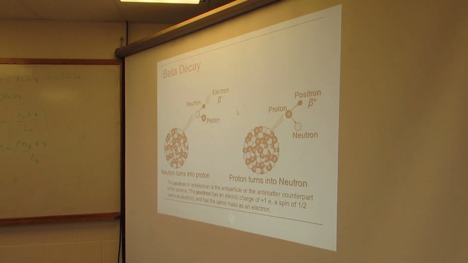Okay, I just like to make sure that was clear. Was it clear? Okay. Now the second thing that we can have is that the proton is going to turn into a neutron. That is called the beta plus.